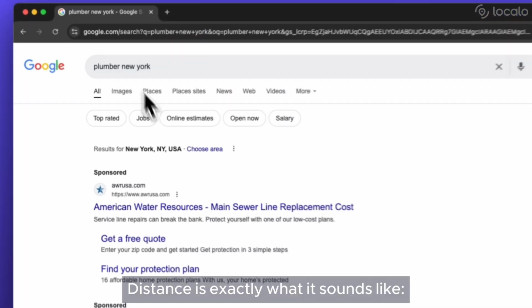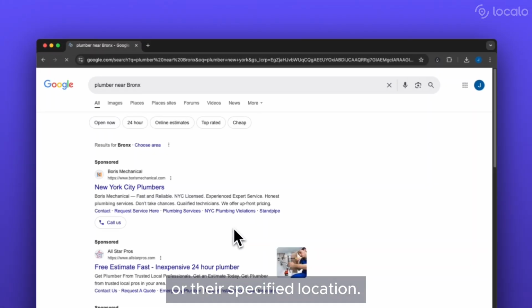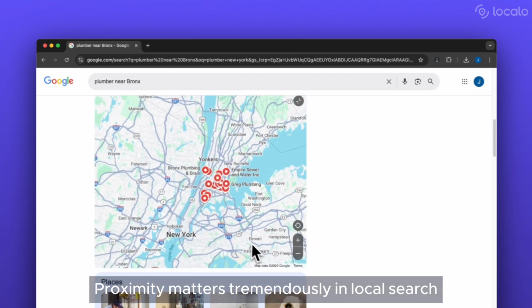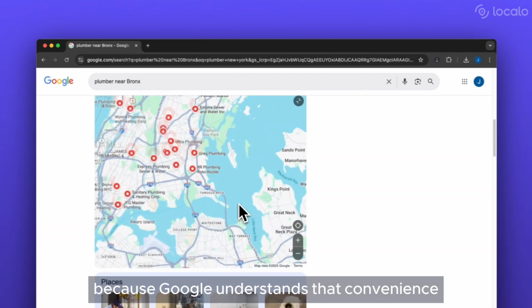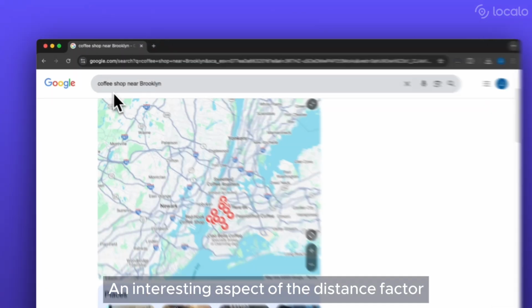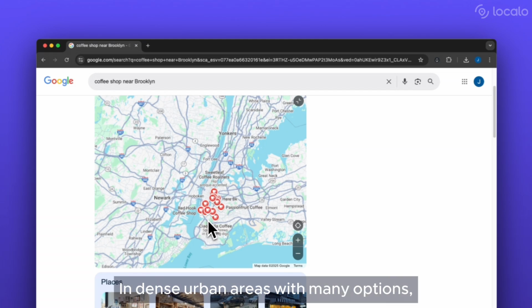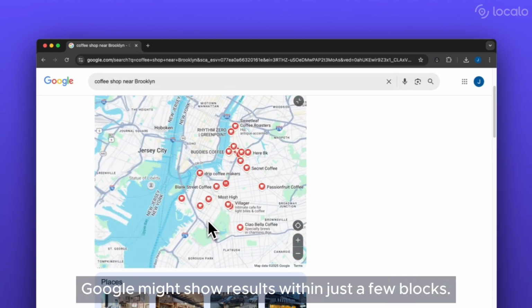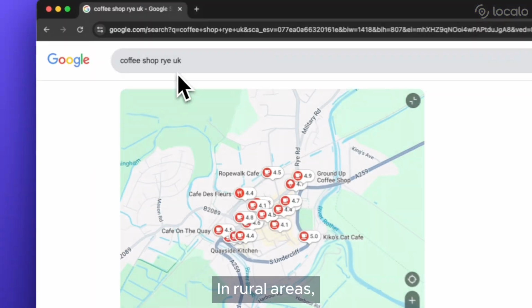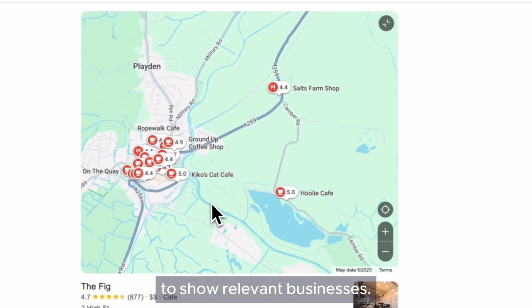How does distance factor into local search results? Distance is exactly what it sounds like: how far your business is from the searcher or their specified location. Proximity matters tremendously in local search because Google understands that convenience is a major factor in people's decision-making. An interesting aspect of the distance factor is that it's relative to the search. In dense urban areas with many options, Google might show results within just a few blocks. In rural areas, the distance radius might expand significantly to show relevant businesses.